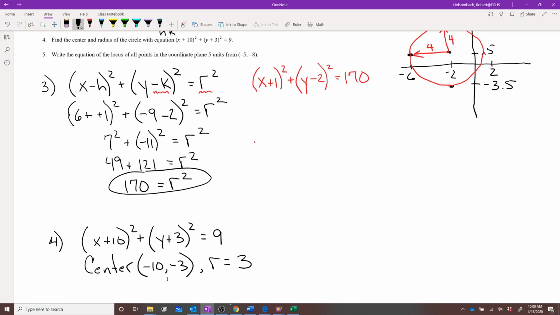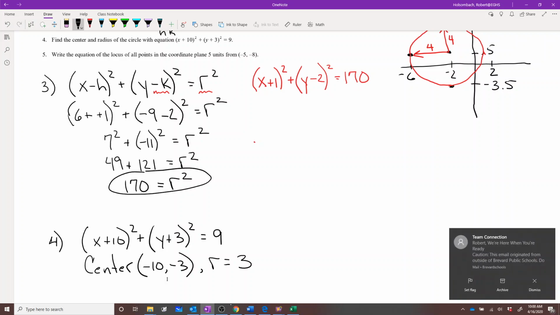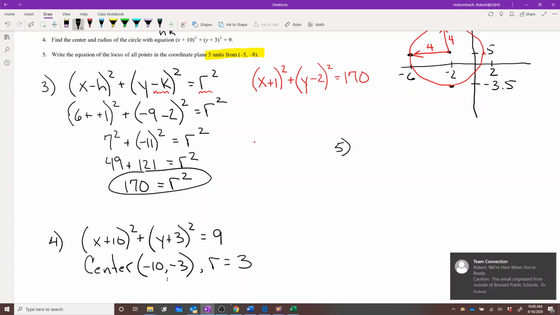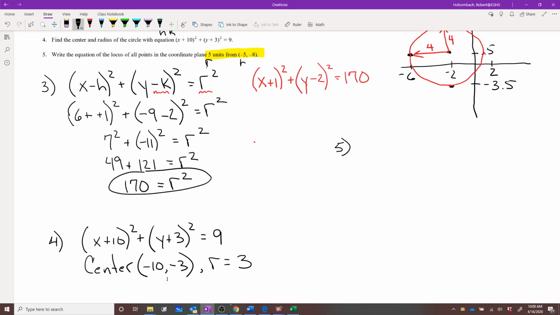And number 5. Write the equation of the locus of all points in the coordinate plane 5 units from -5, -8. So that's the equation of a circle with a center of -5, -8, and a radius of 5. So here's your R, here's your H, and here's your K.